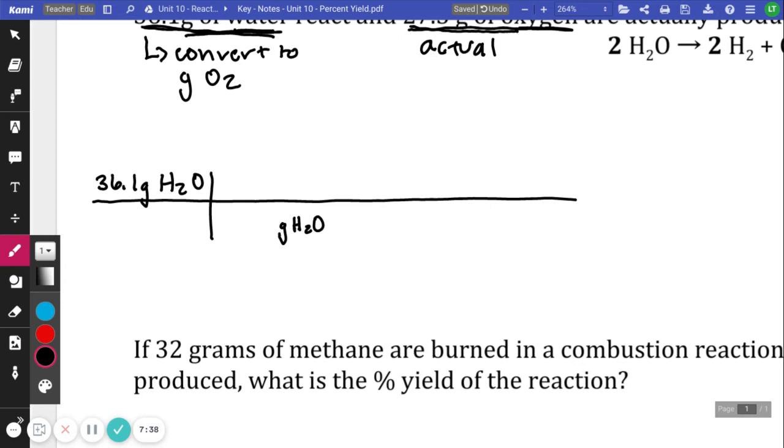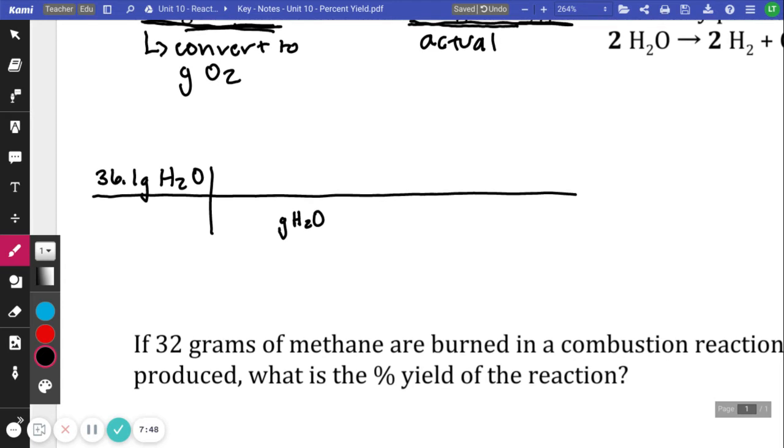So we're in grams, we need to get to moles, so we're going to use our molar mass. You would calculate that by adding up all the masses on the periodic table. The molar mass of water is 18.02 grams. And your molar mass is always equal to 1 mole, so 18.02 grams is equal to 1 mole of H2O.